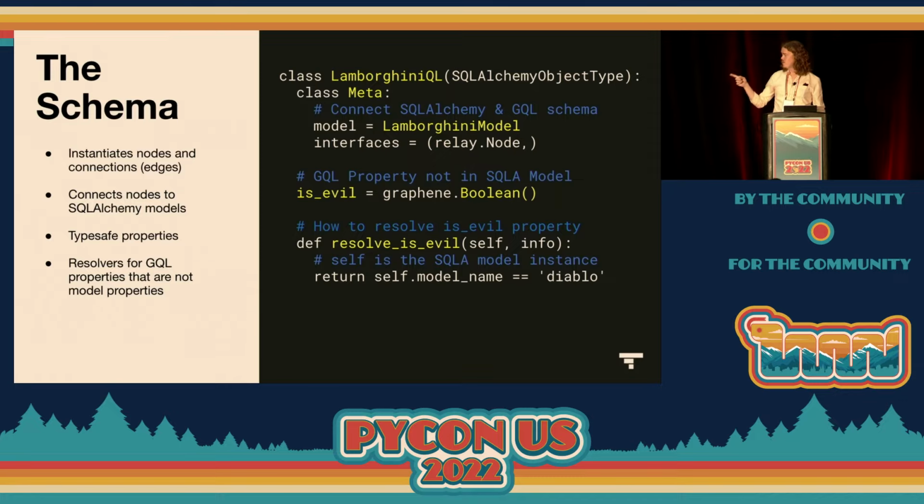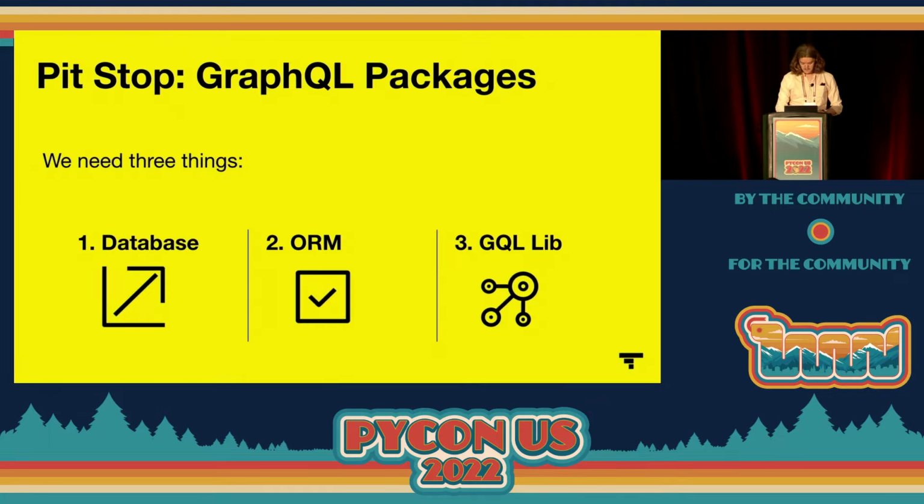From here, the resolver will have access to self, which is going to be an instance of our SQLAlchemy model. So we can hook directly into that to see what's our model name. Is it Diablo? If it is, it's very evil.